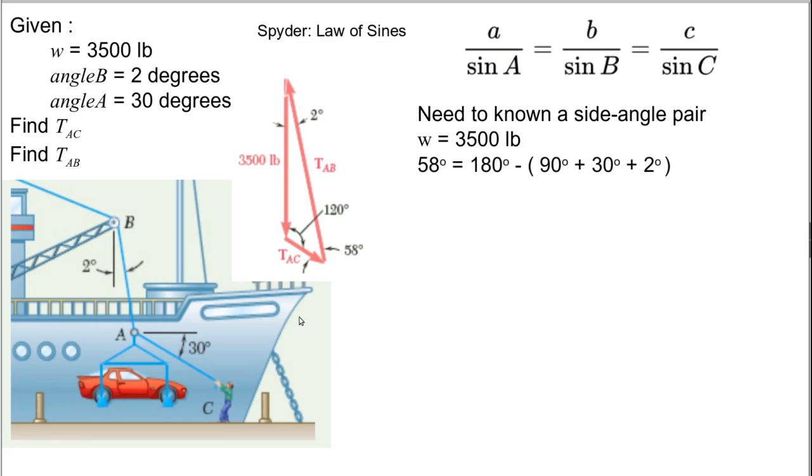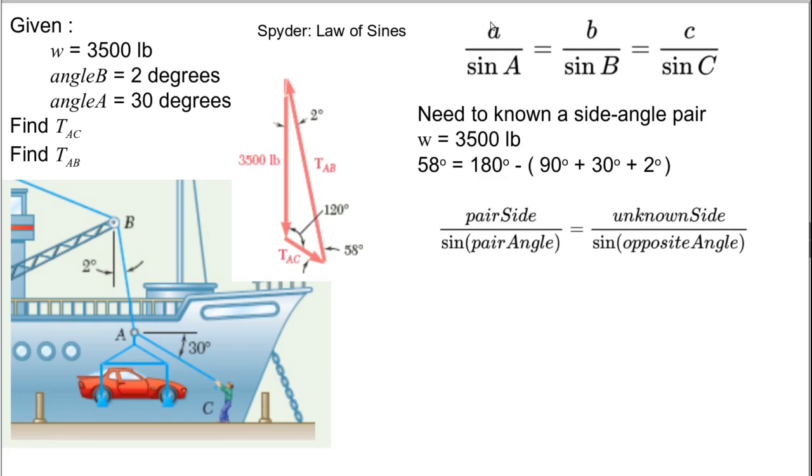And we also know the angle here is 58 degrees. We got that 58 degrees by subtracting from 180, since the sum of these three angles is 180 degrees. It was 90 plus 30 for how far we were going down, and then the 2 degrees at the top. So we know those two things.